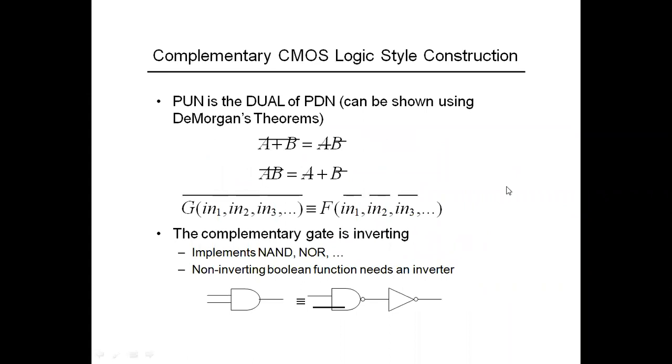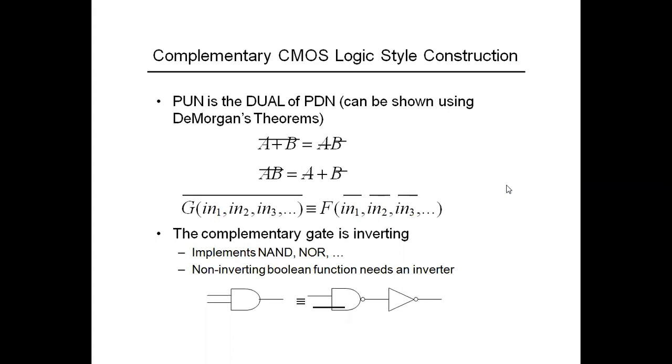Now the next part we are going to study is the complementary CMOS logic style construction. You are now well familiar with CMOS. It is a combination of PMOS and NMOS, where PMOS acts as the pull up network, PUN, and NMOS acts as the pull down network, PDN. These pull up and pull down networks are duals of each other. How can you prove this? You can prove this using De Morgan's theorem.